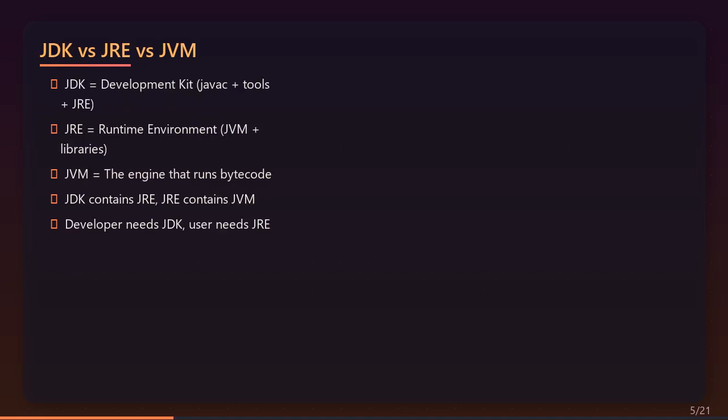Before we go deeper, let's clear up three terms people always confuse: JDK, JRE, and JVM. Think of it like a kitchen. The JDK is the full kitchen. It has the compiler javac, debugging tools, and everything you need to develop Java programs. The JRE is the oven plus ingredients. It's the runtime environment, the JVM plus all the standard libraries needed to run a Java program. And the JVM? That's just the oven, the actual engine that executes bytecode. A developer needs the JDK to write and compile code. An end user only needs the JRE to run it. And inside the JRE sits the JVM doing the heavy lifting.